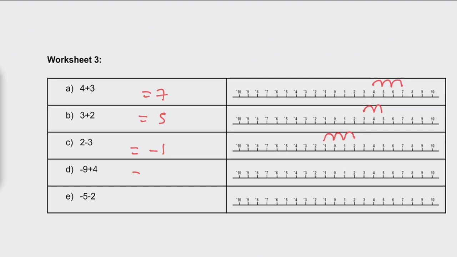The next one is -9 plus 4. We start at -9 and go right 4 places: 1, 2, 3, 4, and we end up at -5. Then finally we have -5 minus 2. We start at -5 and go left because we've got a negative sign, by 2 places: 1, 2, and we end up at -7.